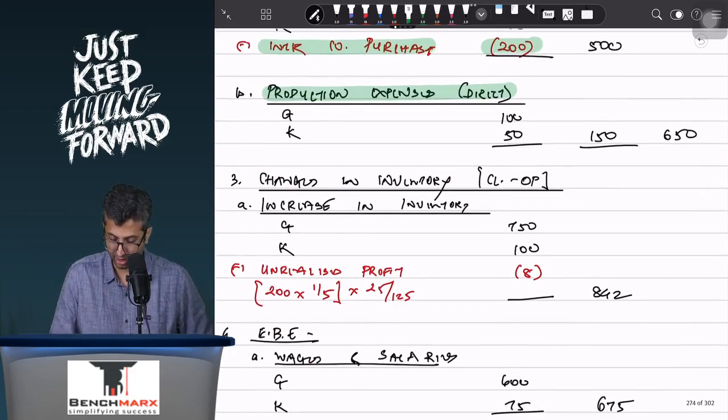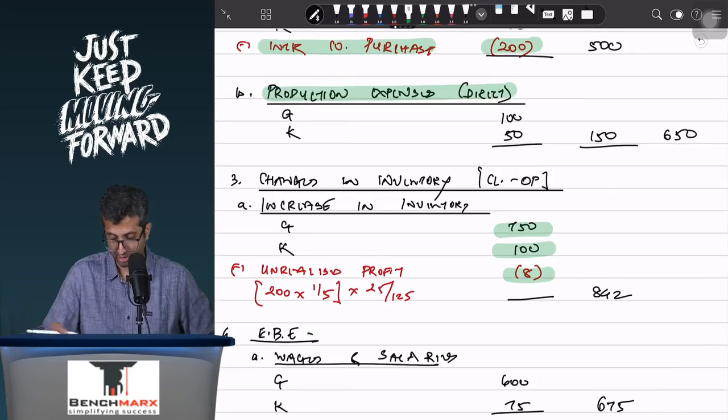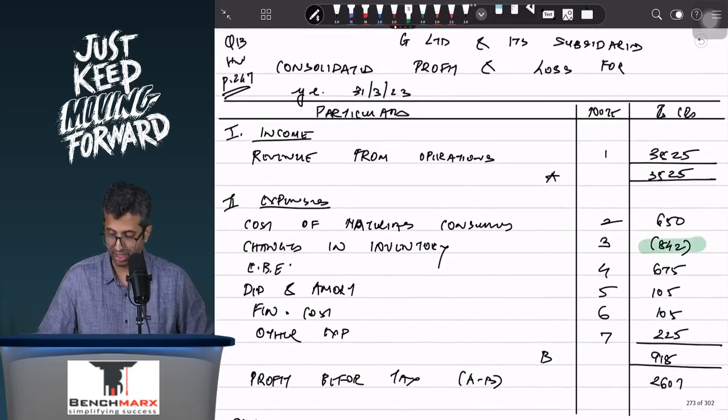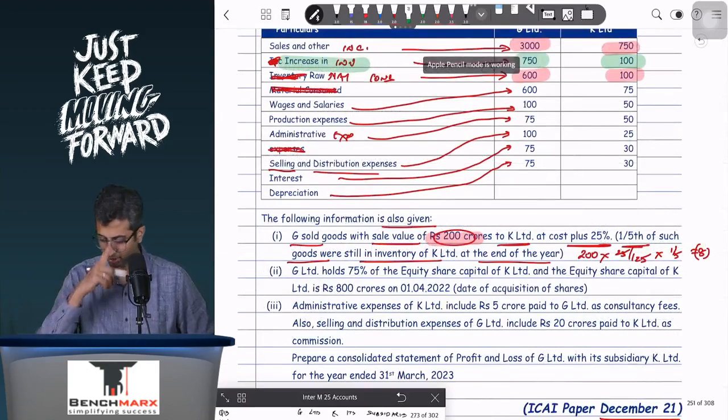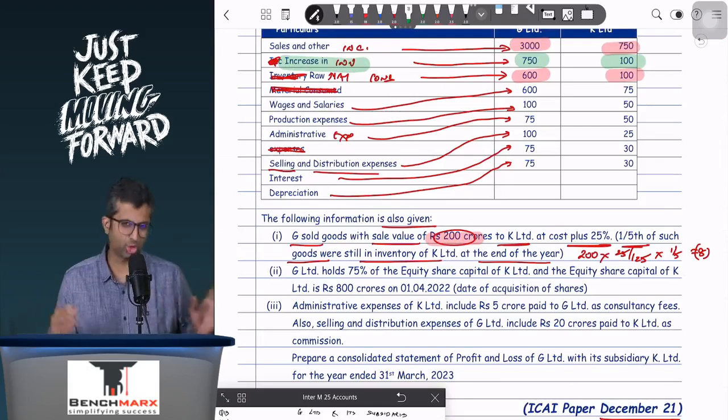So over here, G is 750, K is 100. Closing stock must be higher by 8. You subtract it, and hence 842 over here will be subtracted. Are we clear with this? Okay, we'll do probably another 2 problems so that you are getting clear. Right now we're just discussing. So this is point number 1, a very typical adjustment.